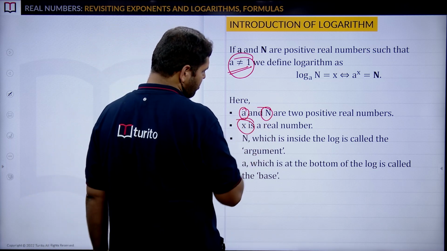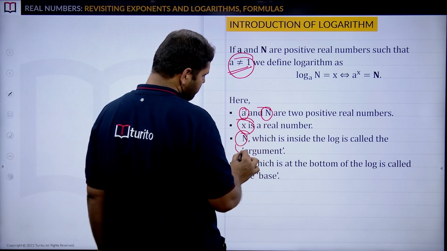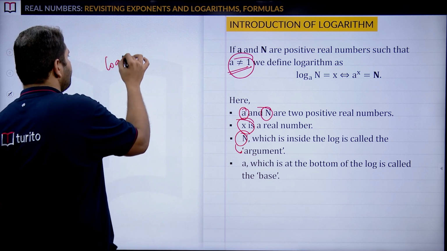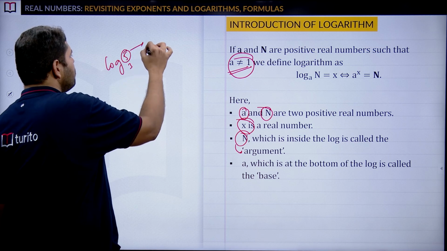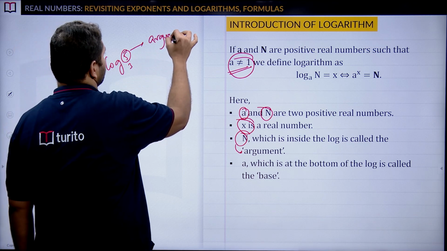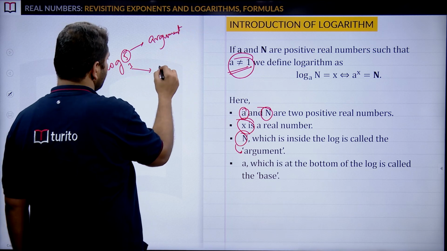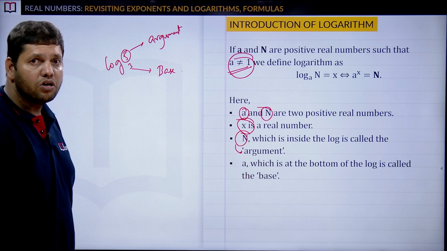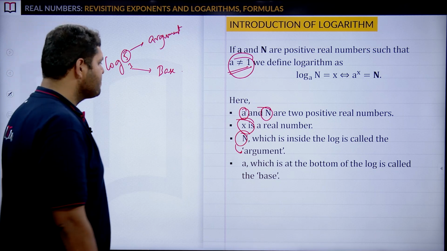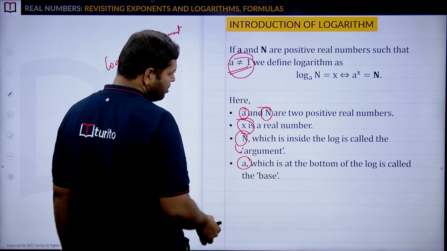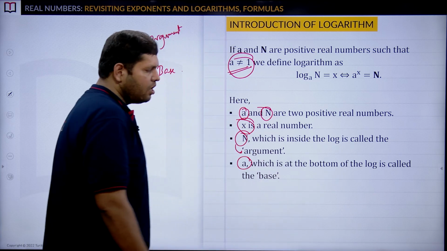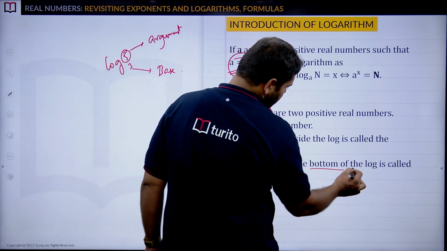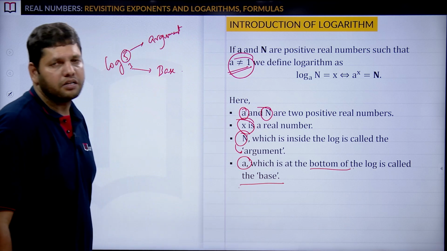Okay, one more thing, children: here n is called the argument, the value we are writing inside the log. So I am writing here log 5 with base 3. Here 5 is called the argument and 3 is called the base. And here a is the bottom of the log, and it is called the base of the logarithm. This should be written at the bottom of the log.